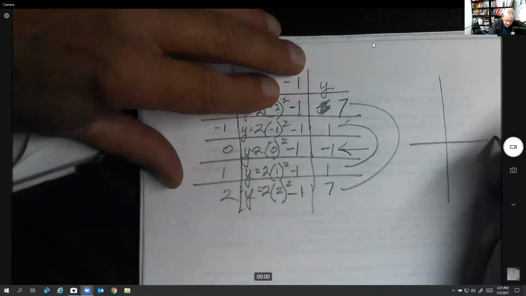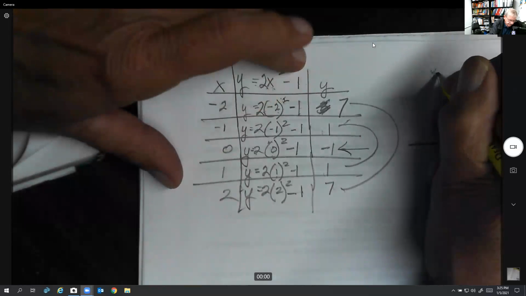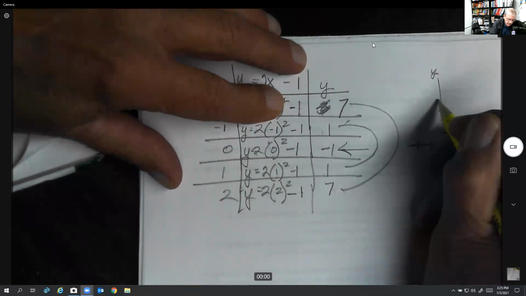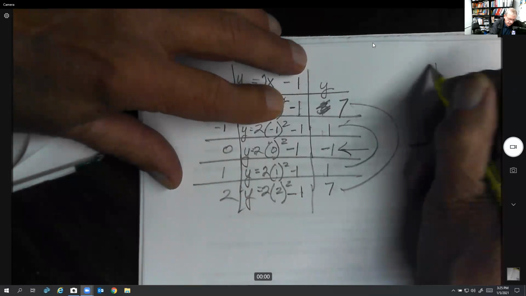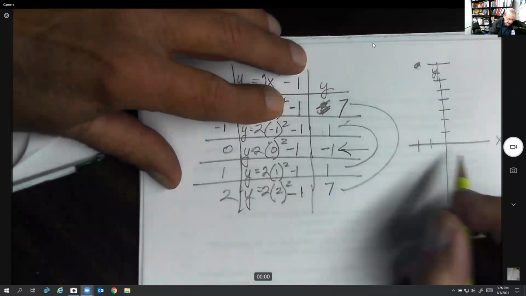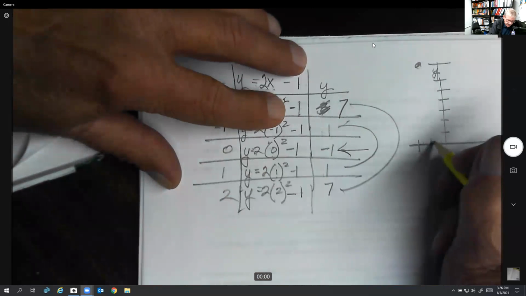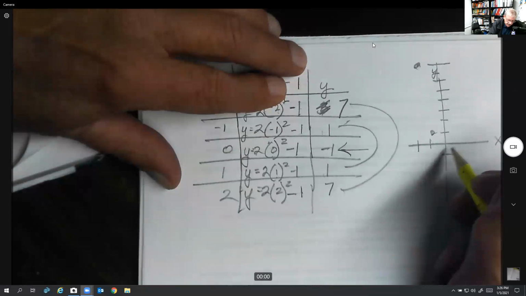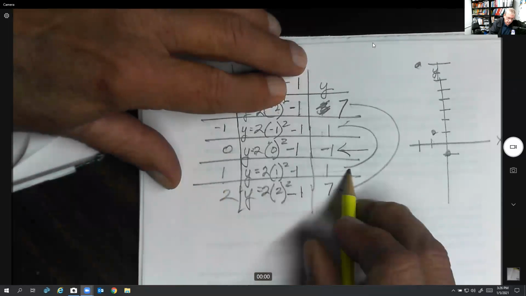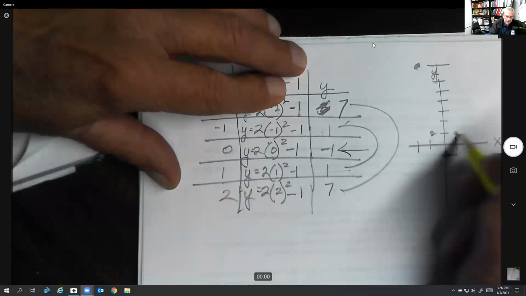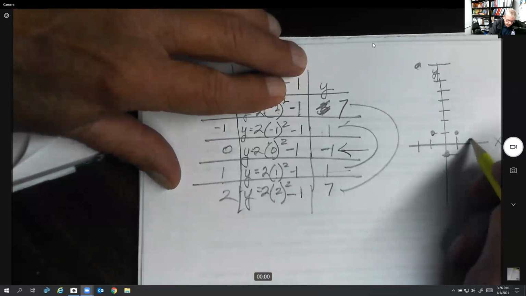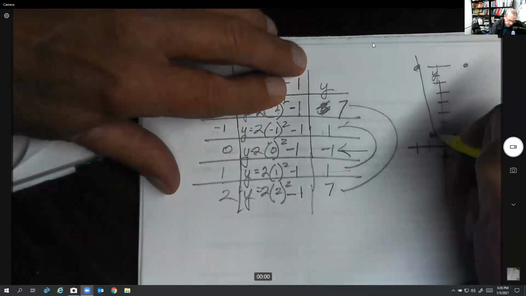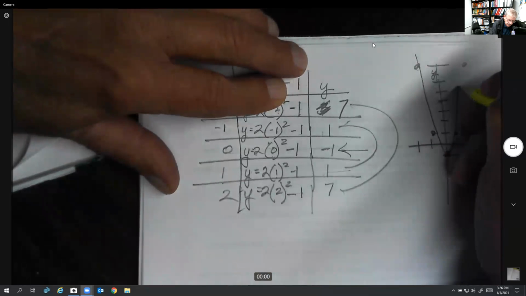So let's take a look. Here's x, here's y. At negative 2, we're way up here at 7. Let's go up a little bit higher, 7. And at negative 1, I'm all the way down here at 1. At 0, I'm down here at negative 1. At 1, I'm back up at 1. And finally at 2, I'm way up here at 7 again. So you can see it's a very symmetrical type graph.